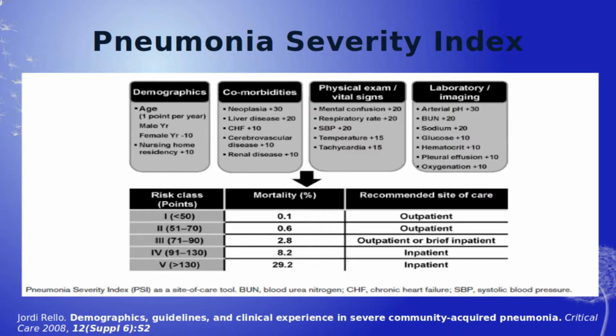So the big one that we know of is the Pneumonia Severity Index. These are the variables that are used to calculate the scores. Basically, you're risk stratified depending on what your score is into classes 1 through 5. And depending on which class you fall into, that can help guide you as to whether or not you're going to send this patient home as an outpatient or have them admitted into hospital. So the initial study was done in 1997.